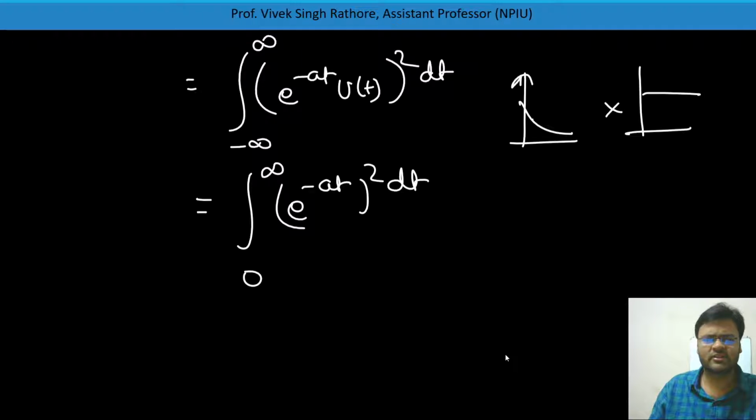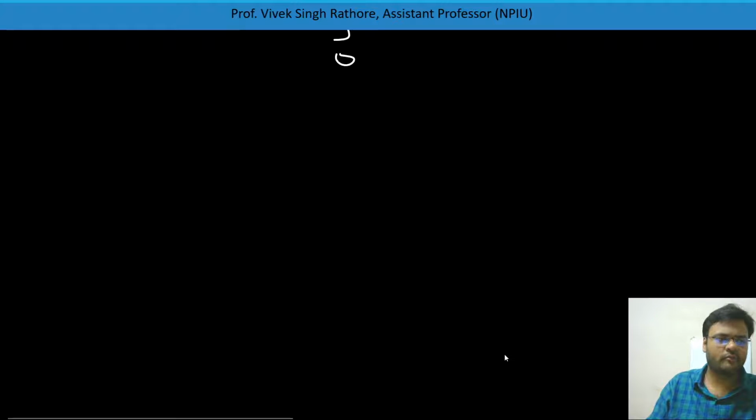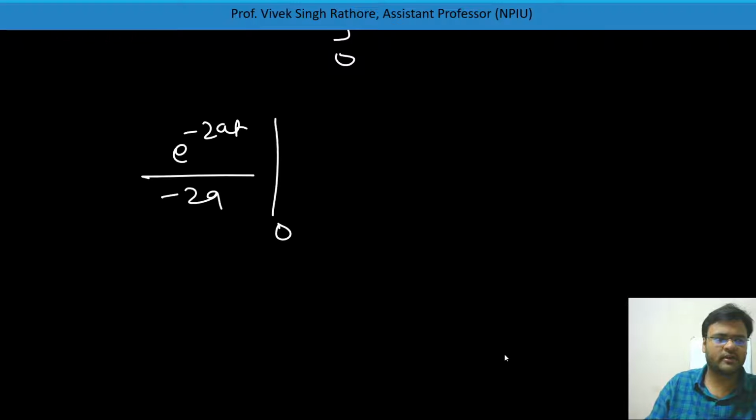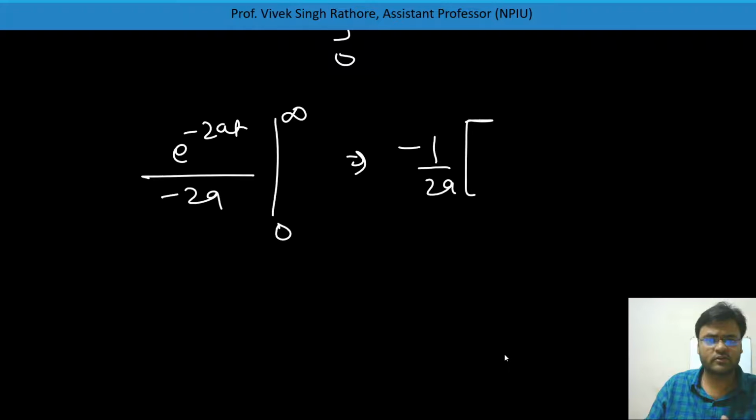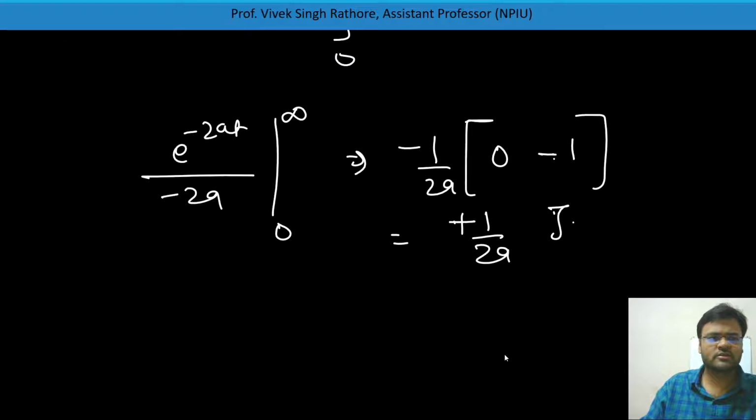So u(t) is nothing but 1 only, multiple of 1 only. So here we can do the integral from 0 to infinity of e to the power minus 2at dt, and then you can calculate it as e to the power minus 2at divided by minus 2a, integrated from 0 to infinity. So you can see minus 1 by 2a is there, and e to the power minus infinity is 0, and e to the power 0 is 1. So this will come here as plus 1 by 2a. This is in joule.